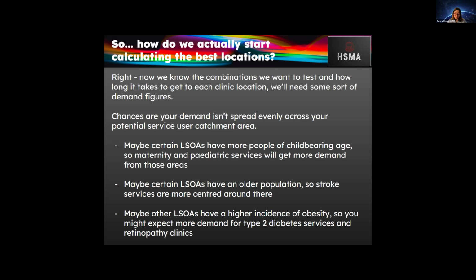So chances are your demand isn't spread evenly across your potential service user catchment area. Maybe some LSOAs have more people of childbearing age, so your maternity and paediatric services would get more people from there. Maybe certain LSOAs have an older population, so certain kinds of services are going to be more centered around there. Maybe other LSOAs have a higher incidence of obesity, so you might have more demand for type 2 diabetes services or weight loss management clinics or something like a retinopathy clinic. So there are lots of different ways you might be trying to work out your demand. Not necessarily just historical demand, but what the situation is right now. And you could also provide, as I saw in the chat someone asking, what about this in 5 years?